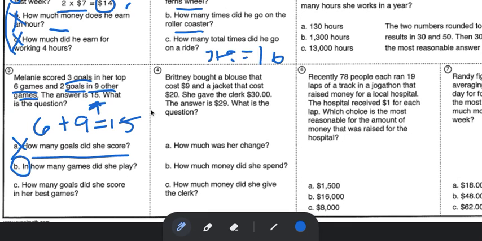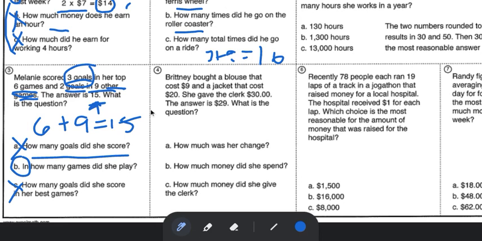Let's see why C is wrong. How many goals did she score in her best games? It tells right here that she scored 3 goals in her top games, or her 6 best games. So the answer to that would not be 15. The answer would be 3. So that can't be it.